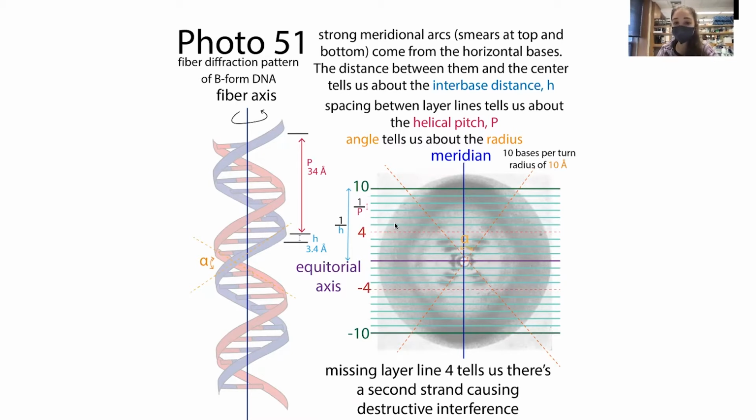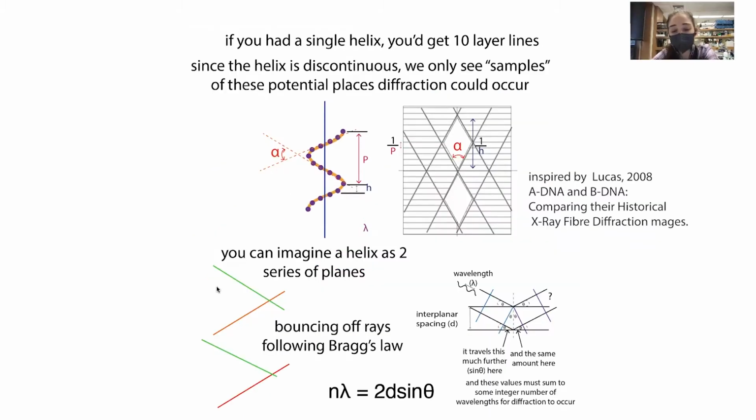And because that can only occur with certain geometries, you can measure the distances in this diffraction pattern you get and get information about the molecule itself. If we imagine the helix as two series of planes, so you have this one series that's going like this green series, and then this red series that's going like this.